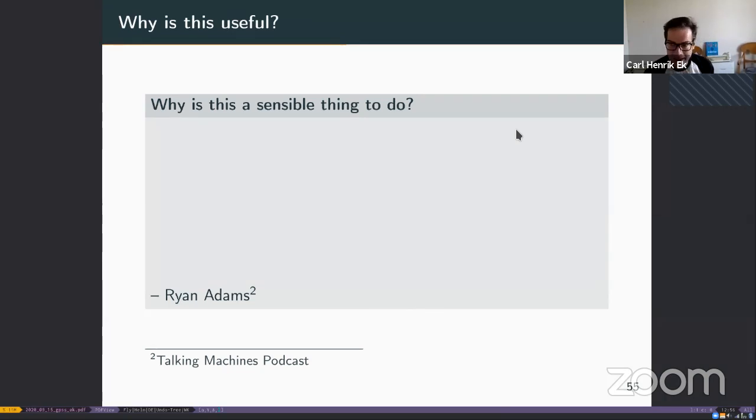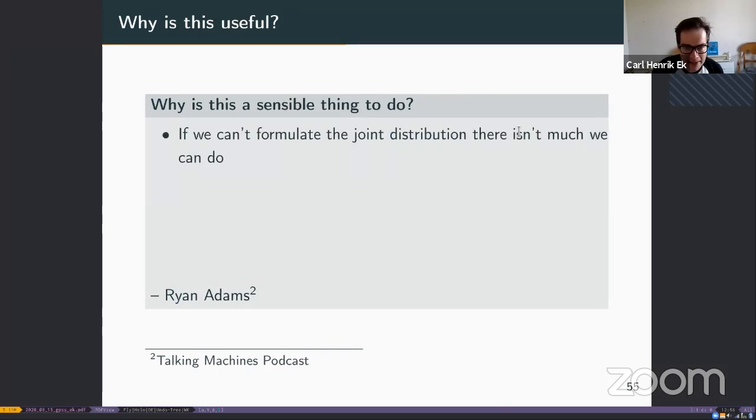To motivate why this is possibly a sensible thing to do, I'm going to quote three things that Ryan Adams said in the Talking Machines podcast when asked why you would do variational inference. The first thing he says is that what I'm asked to do is to compute the expectation over the joint distribution. The joint distribution you should have. If you can't formulate the joint distribution, your problem is not inference. Your problem is that you don't have a model. And the joint distribution you get by multiplication, not integration, and multiplication should be fairly straightforward to do.